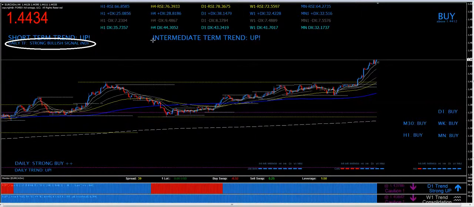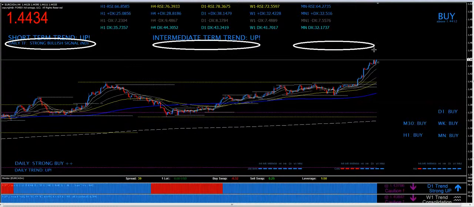To the right of that would show you the weekly, whether the weekly is a strong bullish or a strong bearish. Again, there's nothing there, so we don't have any signal for the weekly. And next to the weekly, you would have your monthly, if you had a monthly strong bullish or a monthly strong bearish.